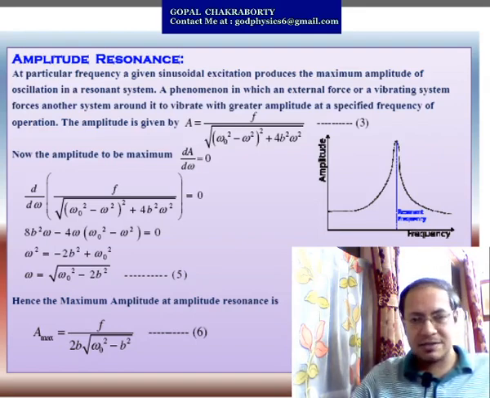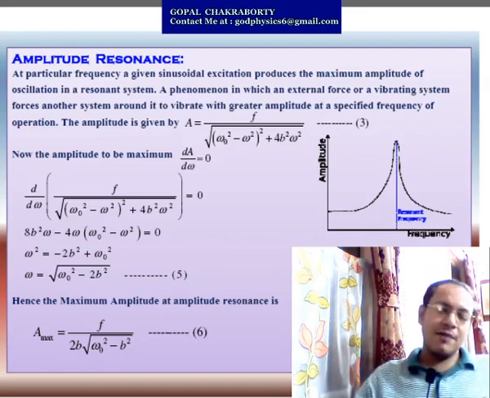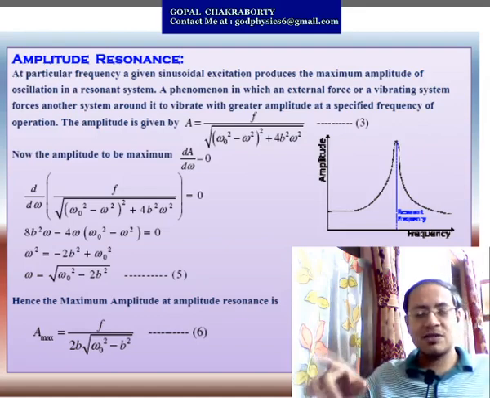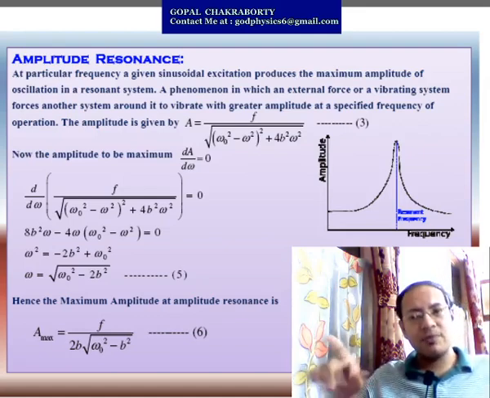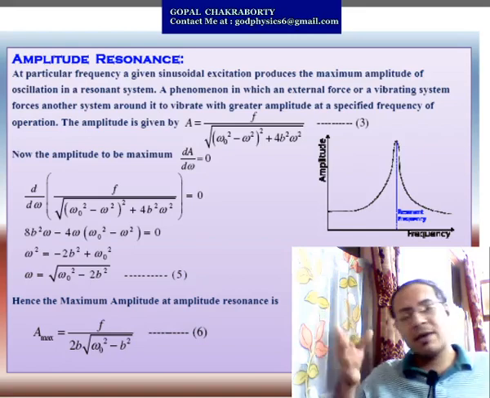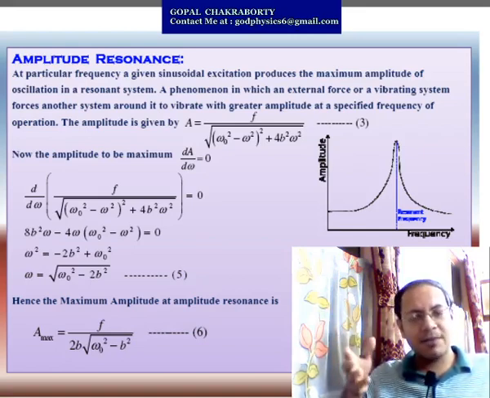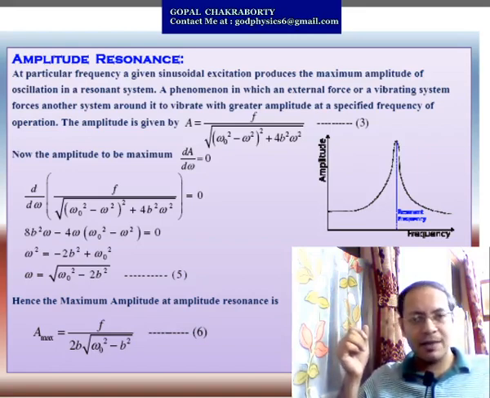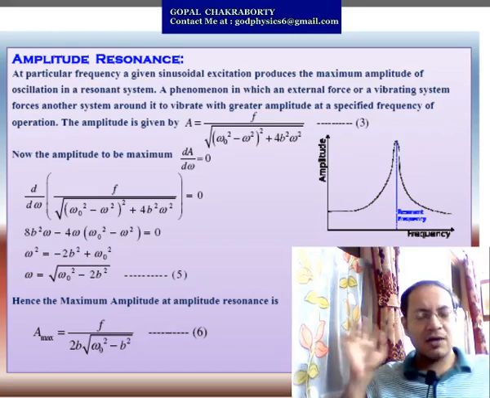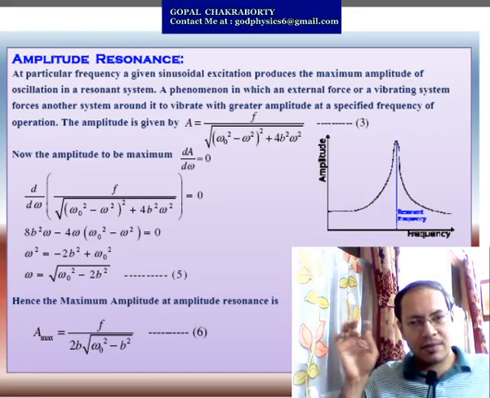That means maximum of amplitude. Now if you substitute the value of this condition from equation 5 to equation 3, you can calculate the value of maximum amplitude. So A maximum will be equal to A by under root 2B under root omega naught square minus v square.